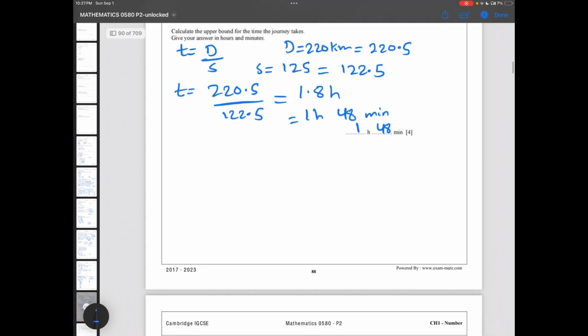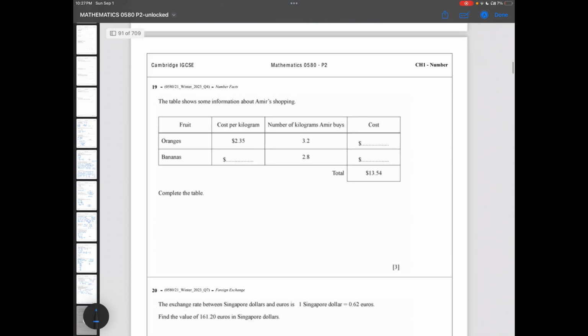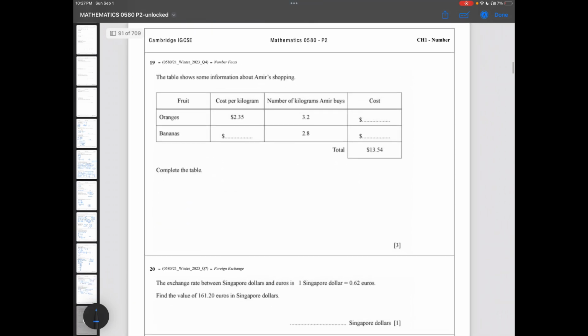Okay. Let's move to the next question, question number 9. It shows a table in which the information about Amir's shopping has been given to us. The table tells us that he bought two fruits, oranges and bananas. The cost per kilogram for orange is $2.35. The number of kilograms Amir bought is 3.2. We need to calculate the total cost of the oranges.